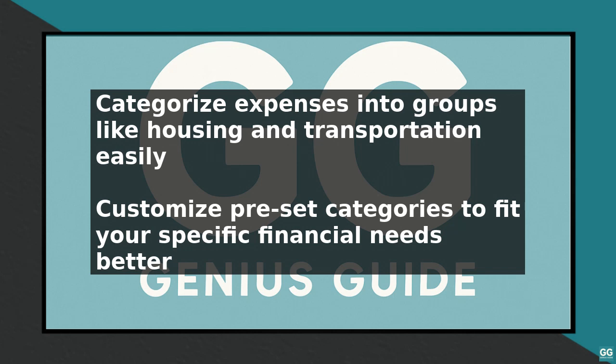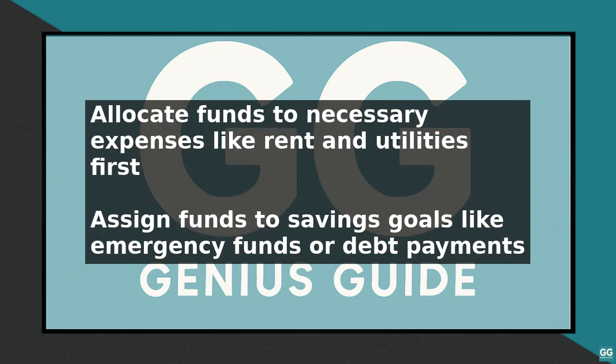The key concept behind zero-based budgeting is to assign every single dollar towards a specific expense or savings goal. This means that every dollar is accounted for, and you are not leaving any money unallocated. To do this, start by allocating funds to your necessary expenses such as rent, utilities, and groceries. Then, assign funds to your savings goals, such as building an emergency fund or paying off debt. Finally, allocate funds to your discretionary spending, such as entertainment and hobbies.